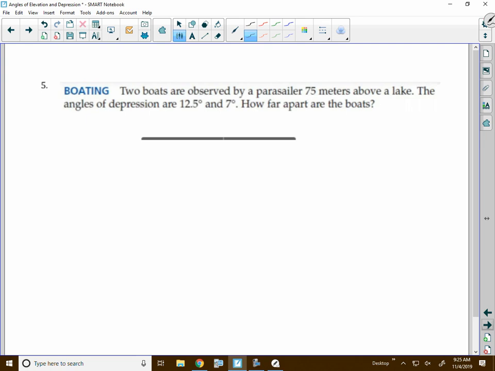Okay, this one's going to take some focus because we have 2 triangles going on here, so bear with me, okay? We have 2 boats. All right, here's your boats. I was going to use my boat drawing for this example. Okay, there's boat number 1. Okay, there's boat number 2.